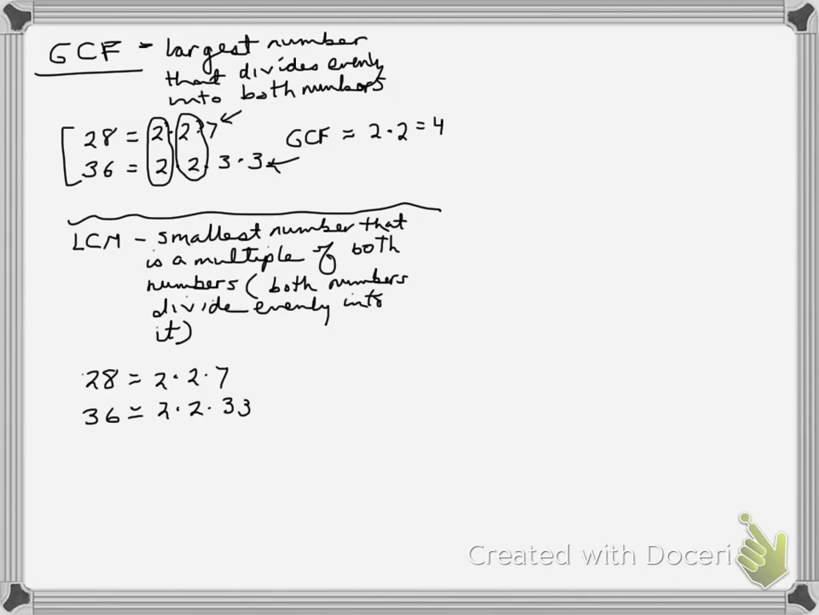What is the smallest number that both 28 and 36 can divide evenly into? Well, that would not be obvious to me. I can't think that through. I could think by multiplying them together, there is a multiple, but it's not the smallest multiple, most likely. So how do I do that?